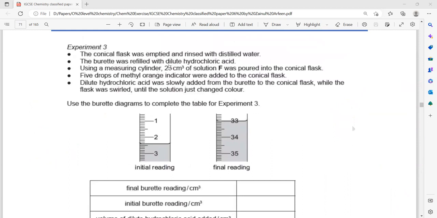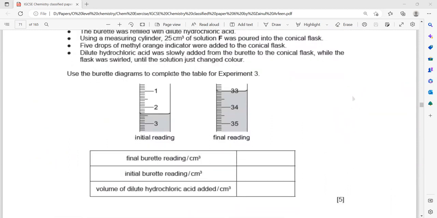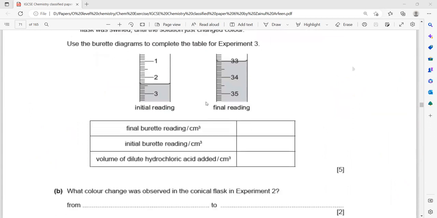Then we did the experiment. We emptied and rinsed with distilled water, and solution F was poured. Using a burette reading, experiment 3 is there. What are the initial and final burette readings? 33, 2.4, and the difference is 30.6. Then what is the color change? It will start with yellow and turn into orange or red, you can say, because methyl orange is there as in experiment 2.